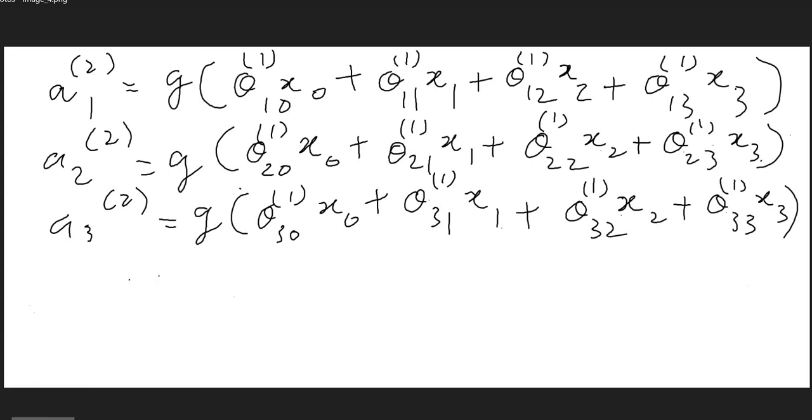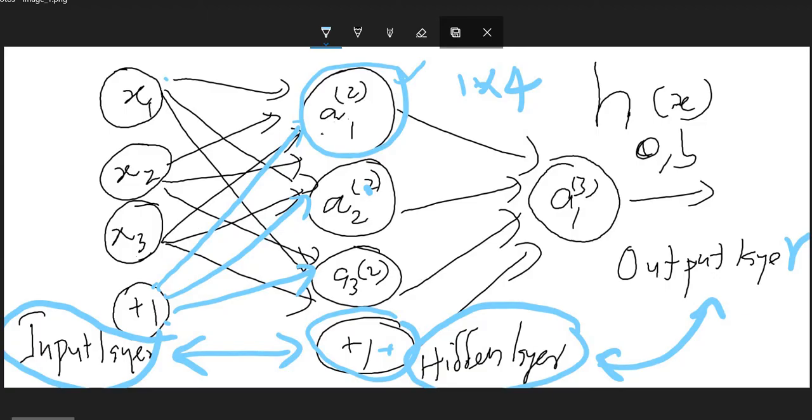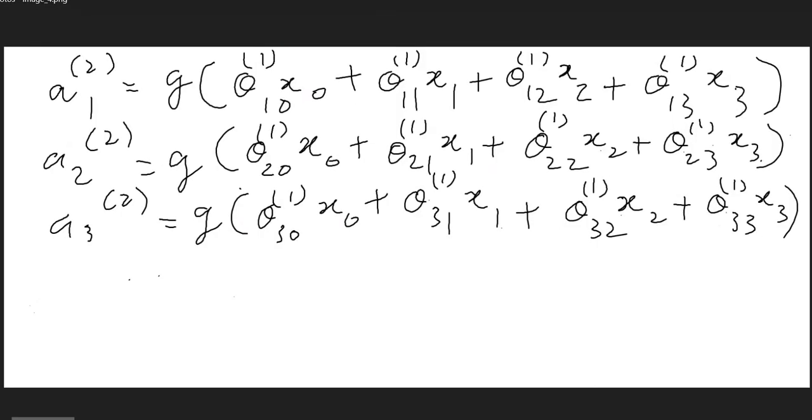So for the a1, see, your model, you can here see this is a12, this is a22, this is a32. So a12 will be, the first node will be g of theta 10 into x0 plus theta 11 into x1 plus theta 12 into x2 plus theta 13 into x3. In the same way, a22 will be g of theta 20 into x0. See, g is the, we are applying the activation function.